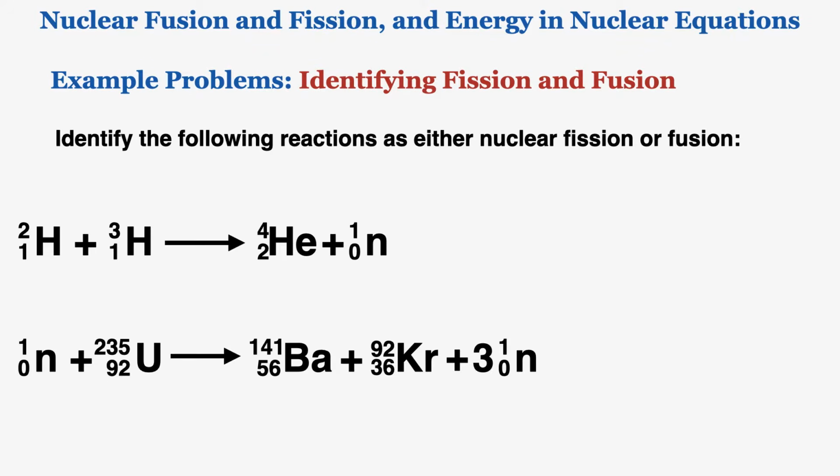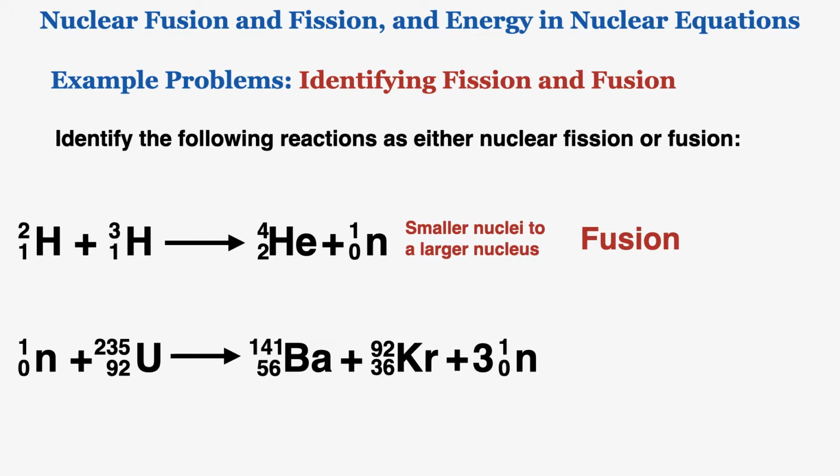The first example problem we'll do is identifying fission and fusion. This is just asking you to identify the following reactions as either nuclear fission or fusion. I can see in the first example, two smaller particles are combining to make a single larger particle, and they emit a neutron as well. But the main thing to notice here is that a particle with more protons and nucleons exists after this reaction than did before. So this means that this is an example of smaller nuclei going to a larger nucleus. So that means that this is an example of fusion.